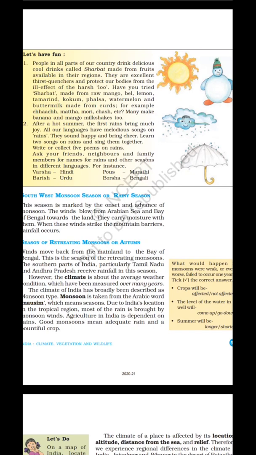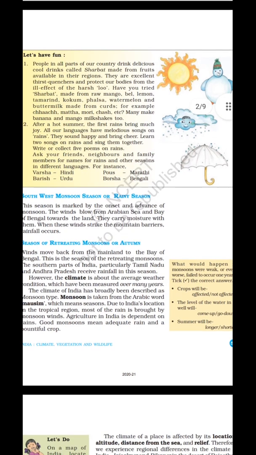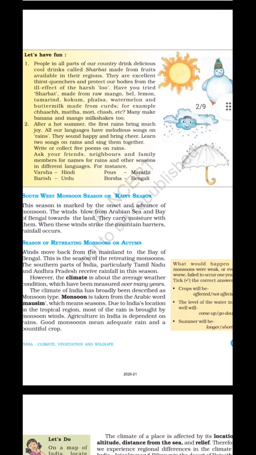The climate of India has broadly been described as monsoon type. Monsoon is taken from the Arabic word mausim, which means seasons. Due to India's location in the tropical region, most of the rain is brought by monsoon winds. Agriculture in India is dependent on rains. Good monsoons mean adequate rain and a bountiful crop.